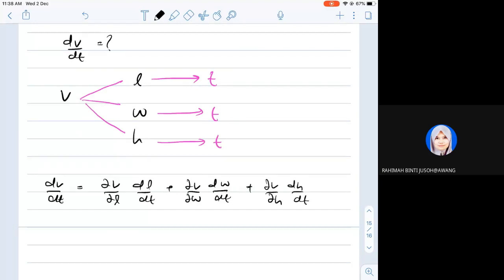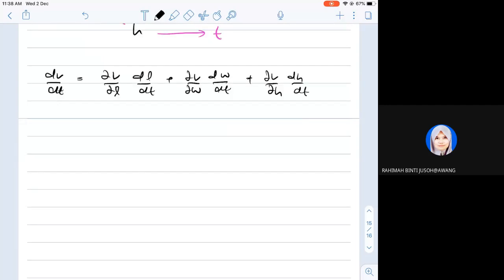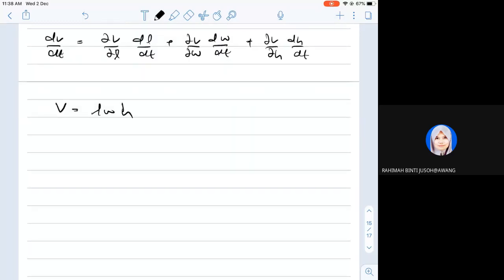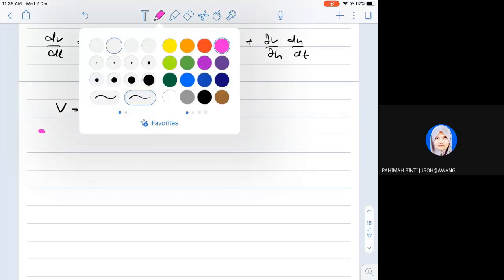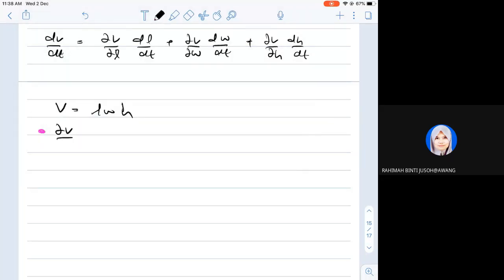Okay, so now, previously I already mentioned V equals LWH. Of course you need to find del V over del L. So L is the variable, W and H become constant. So what should we get?